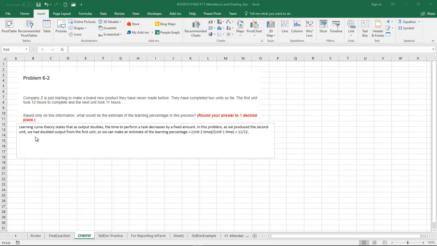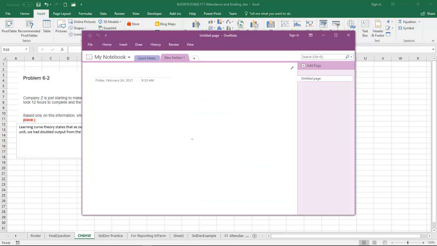to 1 decimal place. The theory here, learning curve theory, states that as the output doubles, the time to perform a task decreases by a fixed amount. Every time you create twice the amount of units that you already had, every time you double, you can take a look at how long it took you to do that, and it should represent the learning curve. Okay, I'm going to switch over here to OneNote to draw a picture of what we're talking about. I did this in class, but you should be able to see this.